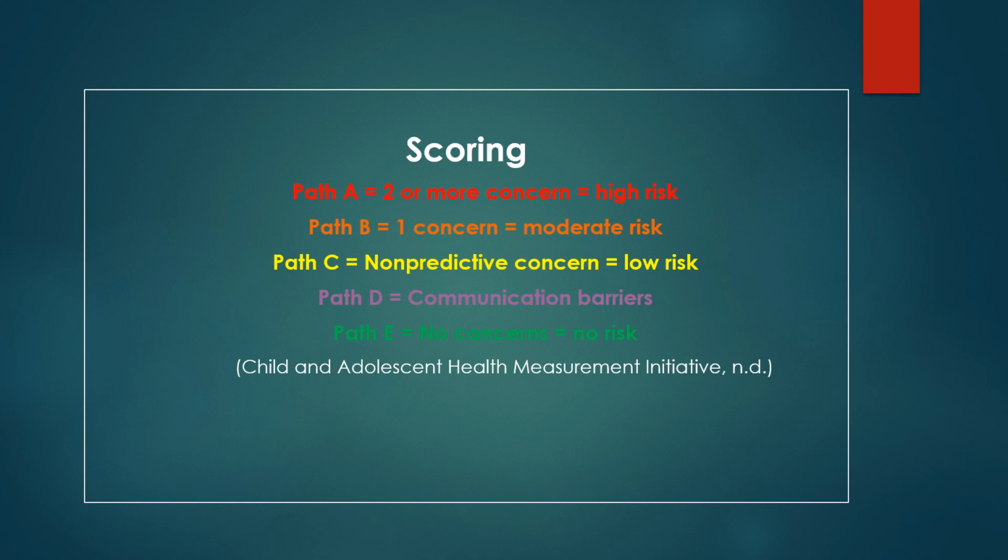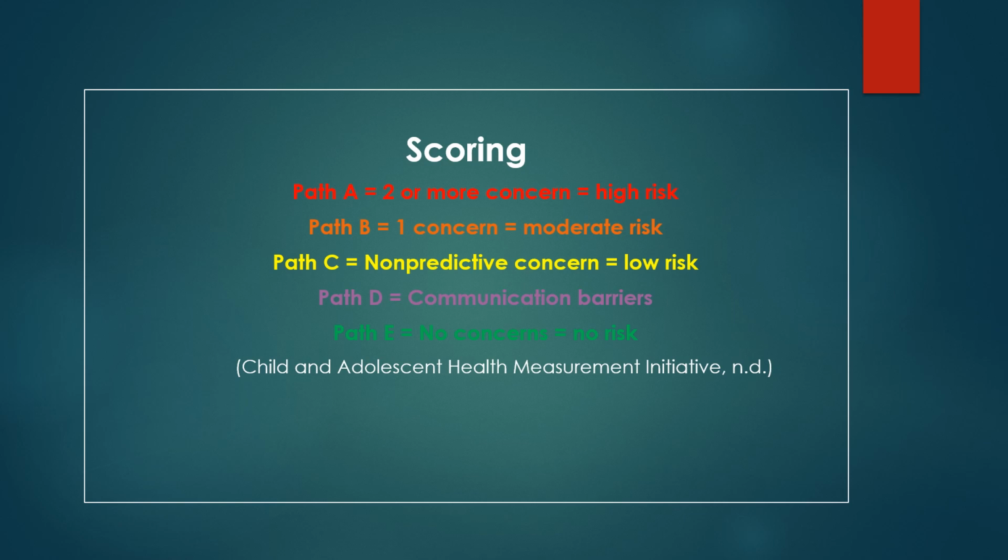Scoring. The PEDS is divided into 5 pathways. Each item marked with a no will be marked with a 0, and items marked with a yes or a little will be marked with a 1. Pathway A shows 2 or more concerns, meaning there is a high risk, and pathway B shows at least 1 concern, meaning a moderate risk. Children categorized in pathway A and B are recommended for referral for further evaluation.